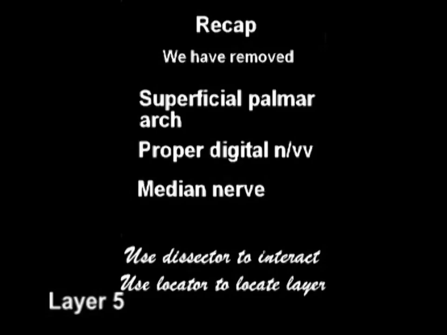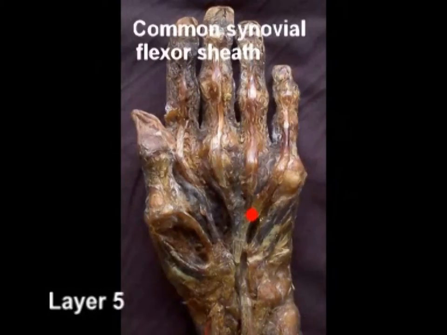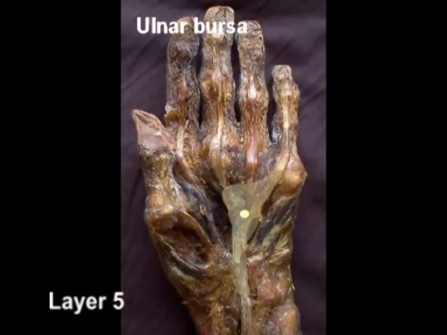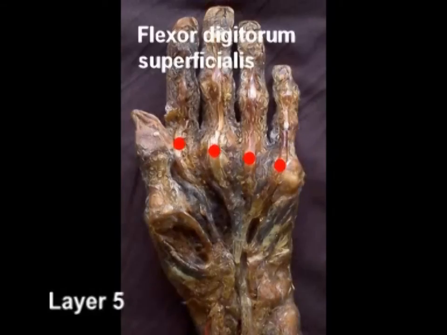Synovial flexor sheath surrounds all the flexor tendons, in particular the ulnar bursa, which is the bursa that surrounds all the flexor tendons together with the flexor tendon of the little finger. The tendons include flexor digitorum superficialis, which is the superficial tendons of a long flexor, and the flexor digitorum profundus, which is found only minimally in this layer.